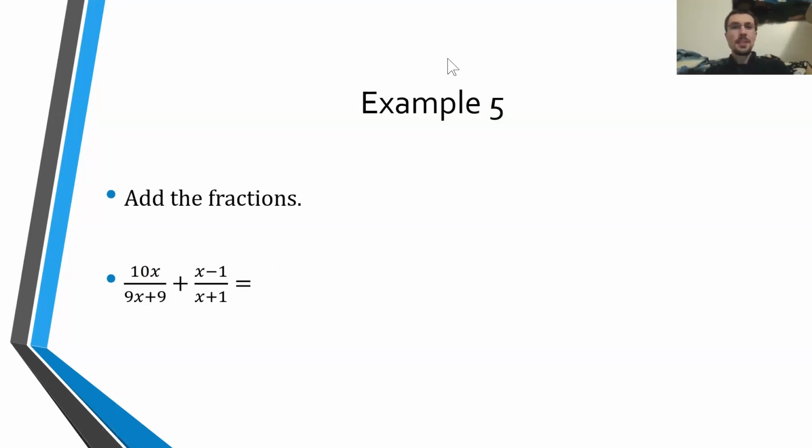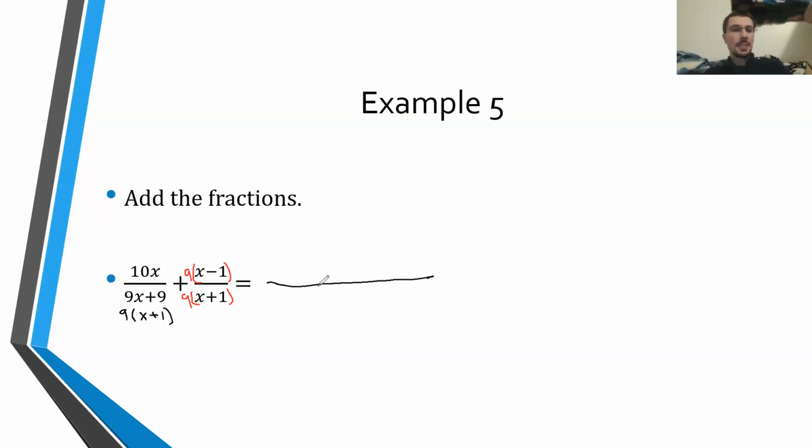The next one's a little bit different. Notice that the first fraction has a 9 as a GCF in the denominator. So we want to start by factoring out the GCF. And now notice, both denominators have an x plus 1. What is the second fraction missing from the denominator that the first fraction does have? The second fraction is missing a 9. So multiply the top and the bottom of the second fraction by 9 to get common denominators.